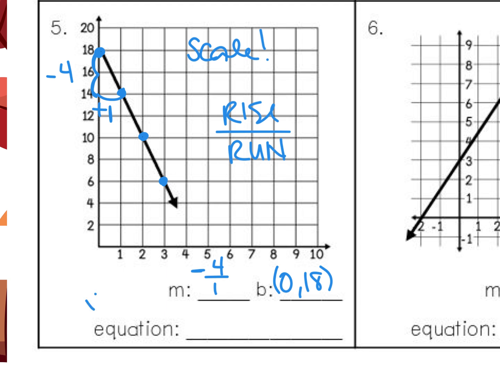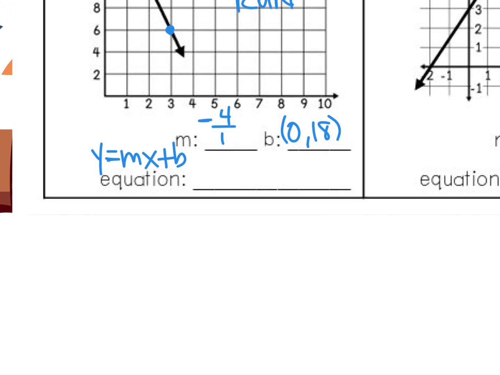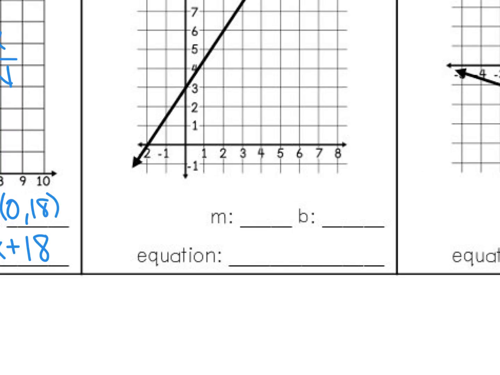Okay, so if we're going to write our equation y equals mx plus b, I am going to take those values and put them into my equation. So y equals, what's my m? You can write negative 4 over 1 or you can write negative 4. We know that is our slope because we're going to put the x after it. And then what's our b? 18. What kind of 18 is that? Positive. So sometimes the b is a negative and that's okay. Let's look at the next one.